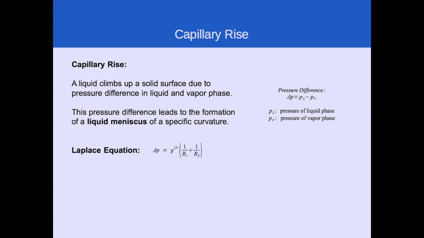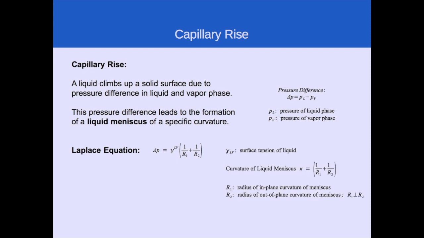The governing equation that describes this behavior of the liquid meniscus, which relates the curvature to the pressure difference, is given by the Laplace equation. Here, gamma LV describes the surface free energy of the interface between the liquid and the vapor phase, which is also called the surface tension of the liquid.